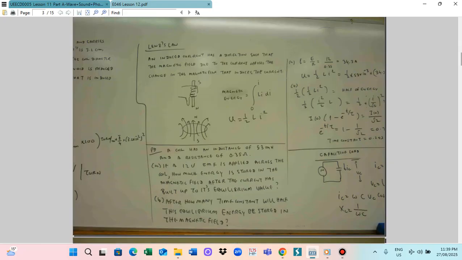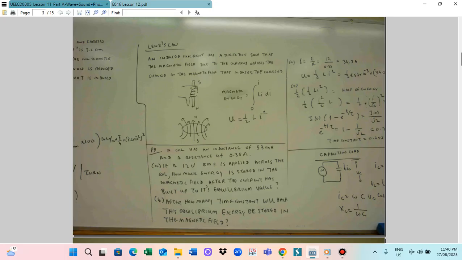Okay, the next topic is Lenz's law. Lenz's law means the induced current has a direction such that the magnetic field due to the current opposes the change in magnetic flux that induces the current. So when there's a magnetic flux direction and a current direction, the magnetic flux induces the current. The induced current direction and the magnetic flux are usually in opposite directions. So this is Lenz's law.